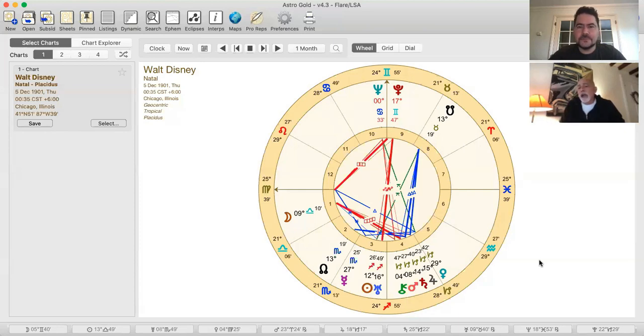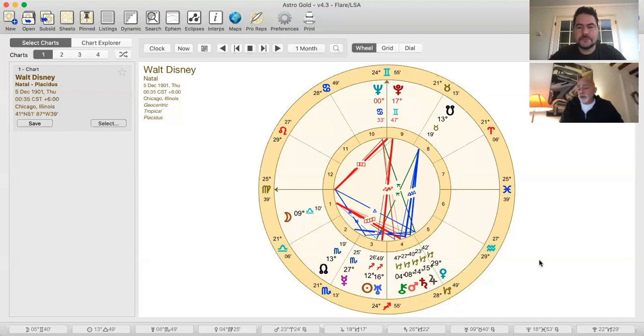I don't count the asteroids in the element. I don't count the nodes, and I don't count Chiron. I'm very traditional in my use of planets this way in relation to the elements and modes.